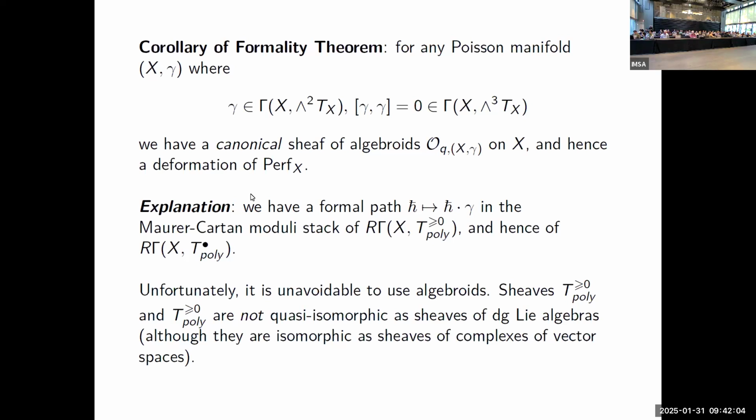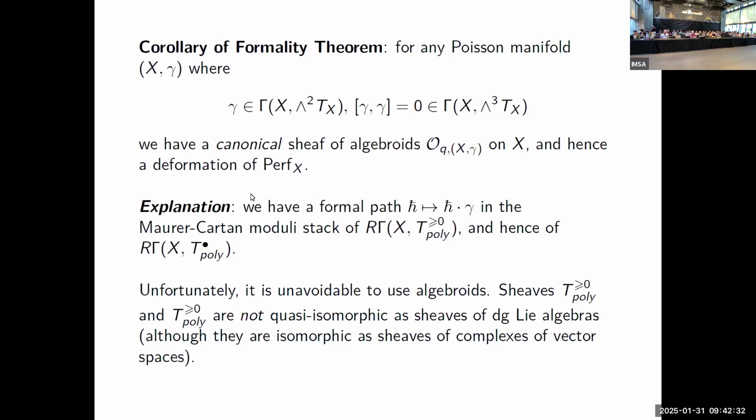And this passes to a more categorical system from the algebra T_poly, and hence T_0, T_poly, and then for the quasi-isomorphism you get something in polydifferential operators. Already here this is something pretty complicated. It goes on. It's unavoidable to use algebroids.